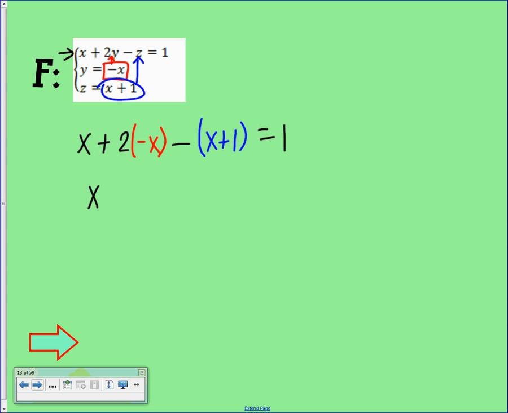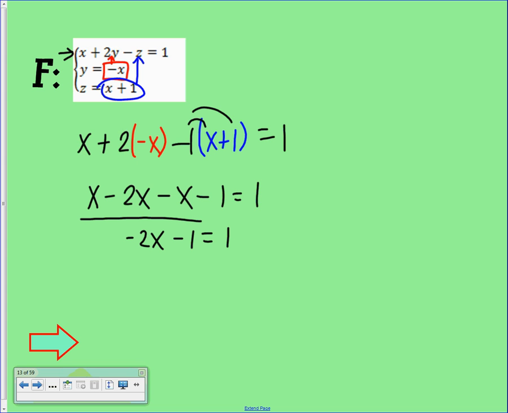So now if I go to simplify, I've got x plus 2 times negative x, which is a negative 2x. Be careful here, this is like a negative 1 that I need to distribute. So that's minus x minus 1 to equal 1. So now if I put together my like terms, x minus 2x minus x simplifies to negative 2x minus 1 equals 1. So then I'm going to add 1. So I've got negative 2x equals 2. Divide by negative 2. So x equals a negative 1.